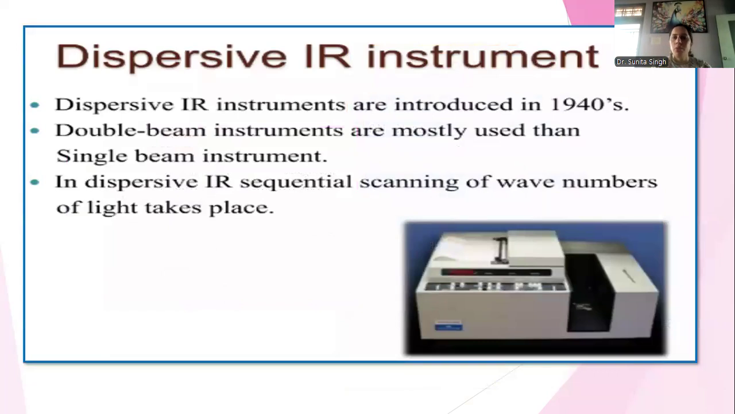These dispersive IR instruments were introduced in the 1940s, and double beam instruments are mostly used rather than single beam instruments. In dispersive IR, sequential scanning of wave numbers of light takes place. As I have already told you, this type of instrumentation is difficult to explain through slides, and it is very important to attend. If you get a chance to have hands-on training or a workshop on this type of instrument, you must attend and learn how these instruments work.